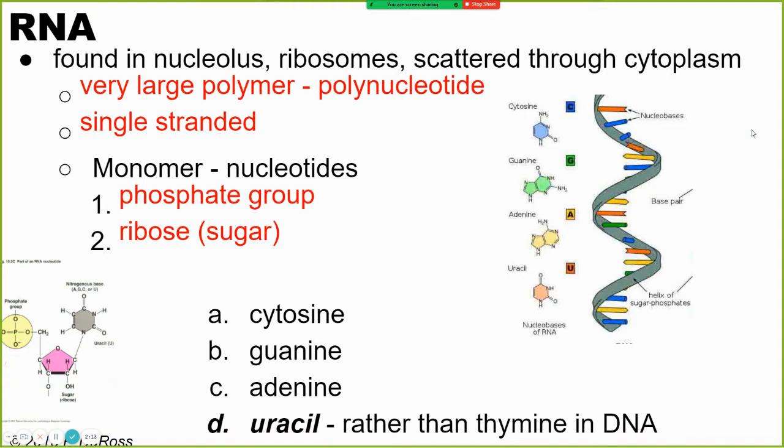But here's the difference. It doesn't have the T. It has a different base there. Instead of the T for thymine, RNA has a U. It's a different base called uracil. So that's a difference between DNA and RNA.